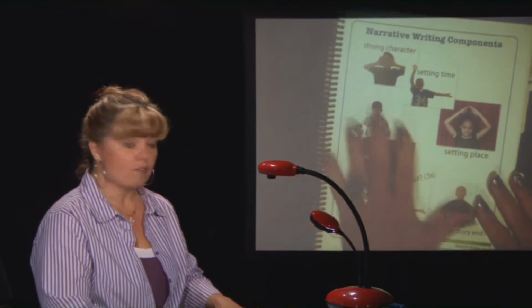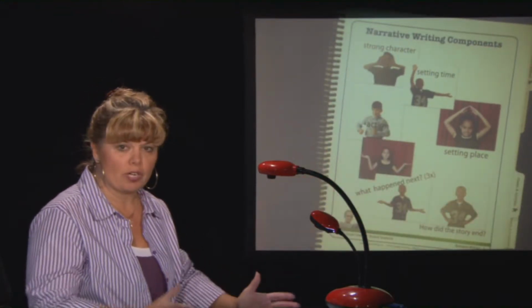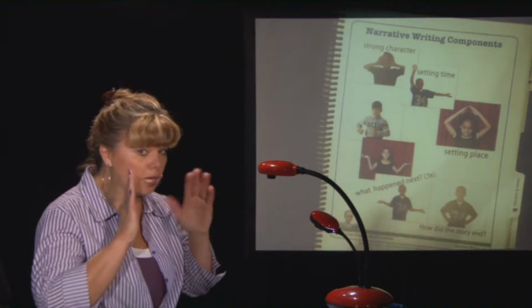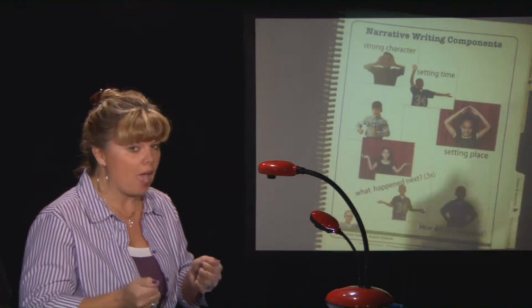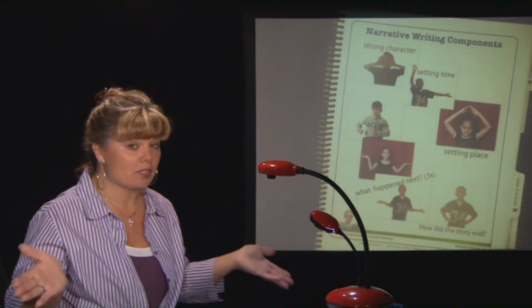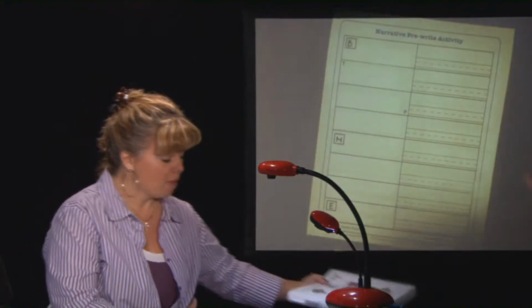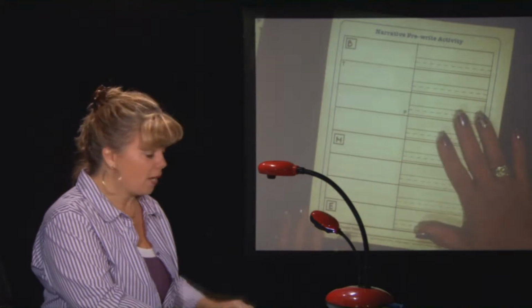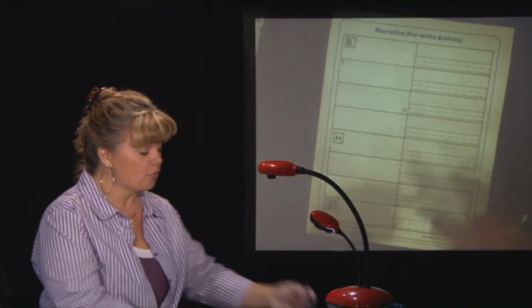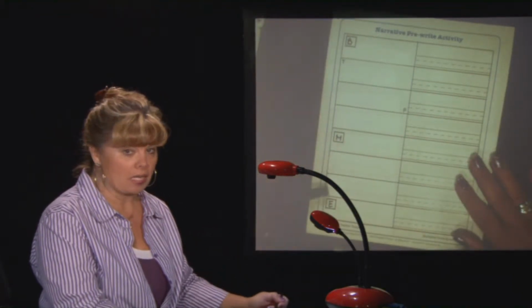This starts off, of course, with our narrative writing component. You're going to do this activity with your kids: your strong characters, setting time, setting place, action, what happens next, what happens next, what happens next, and how does the story end. Once you've gone over the components with them, you're going to take out your narrative pre-writing activity sheet and write B, M, and E on it.